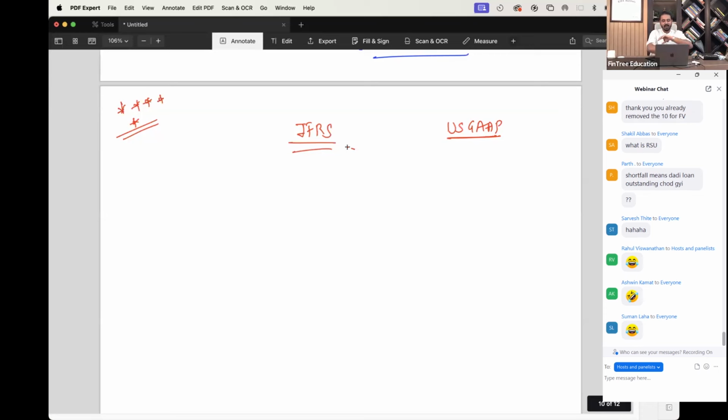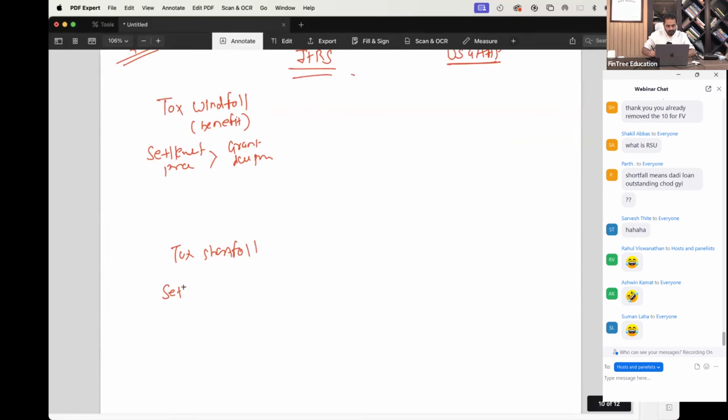Okay. So IFRS and US GAAP. Now, if you have a tax windfall, that means benefit. When is that happening? That's happening when the settlement price is greater than the grant date price. Tax shortfall: the settlement price is very low. It has fallen dramatically compared to the grant date price.